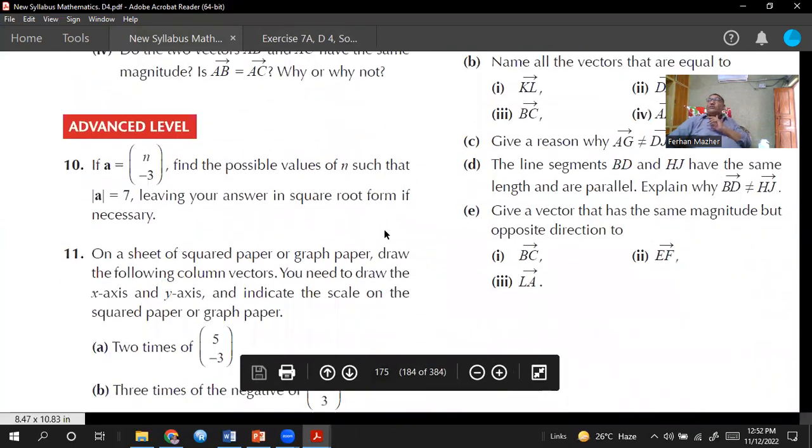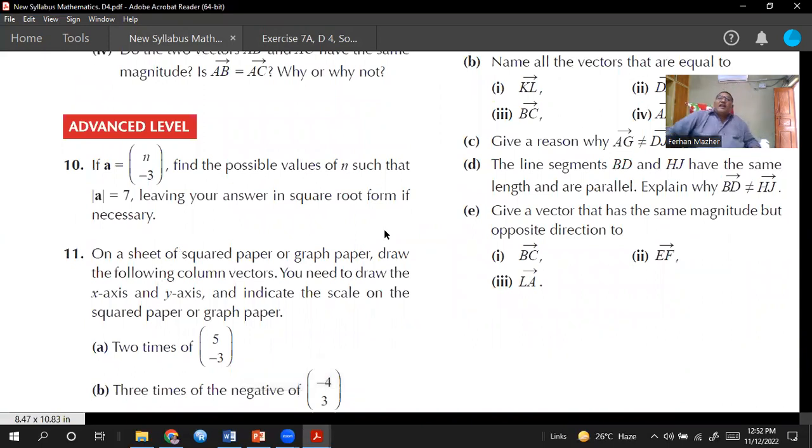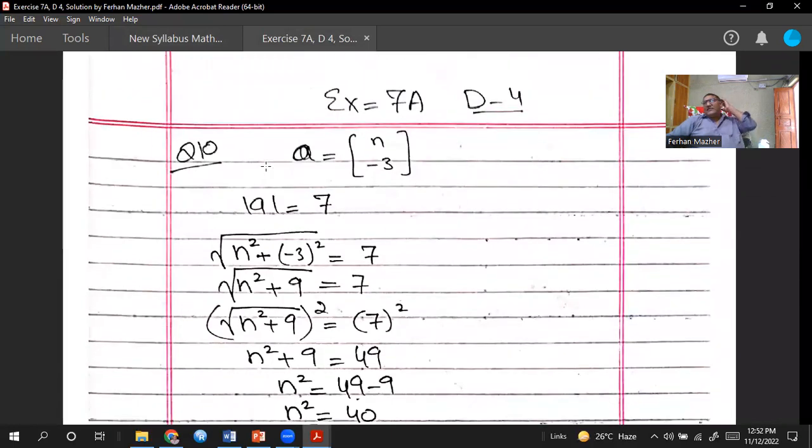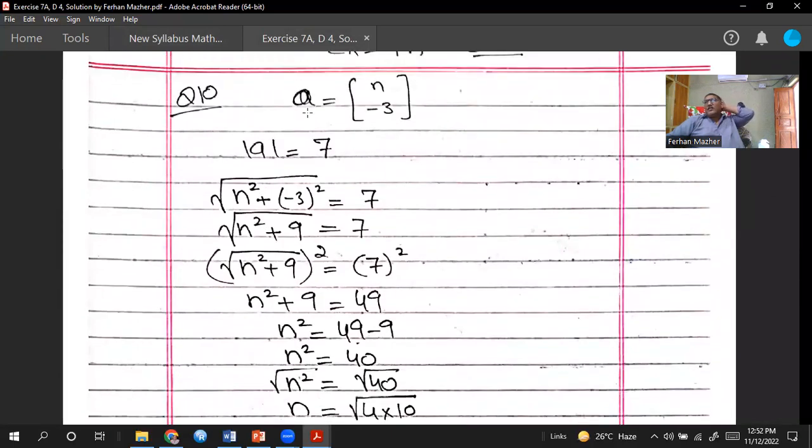Okay, so we have question number 10, and it says, if A is equal to the column vector (n, minus 3), find the possible values of n such that the magnitude of A is 7, leaving your answer in square root form if necessary. Okay. So for question number 10, very easily we can find the magnitude. The magnitude of A is already given, it is 7.